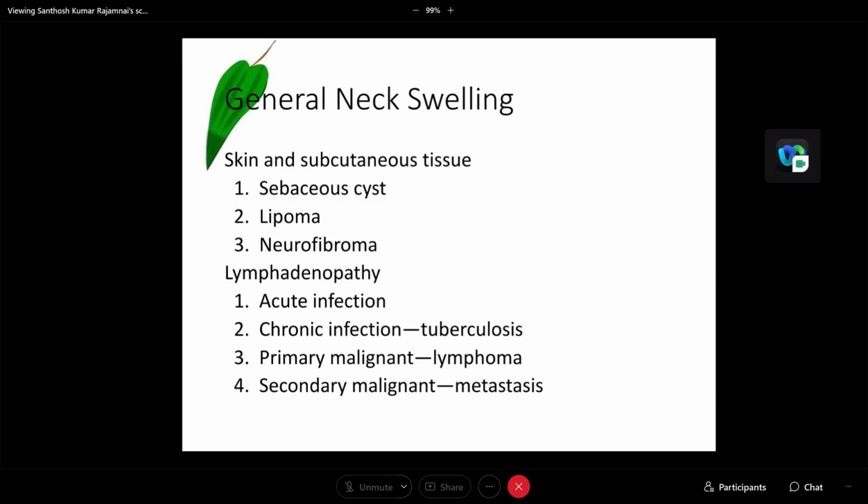These swellings can occur literally in any part of the body except palms and soles. They can occur in any part of the body, but they have a tendency to occur in certain places. Sebaceous cyst especially is very common in the scalp region or in the nape of the neck. It usually doesn't occur on the face or on the anterior aspect of the neck.